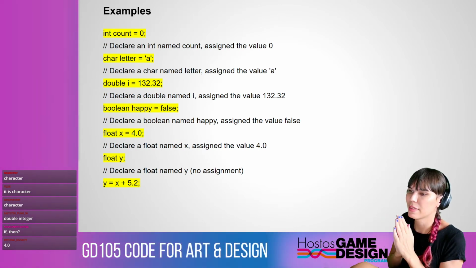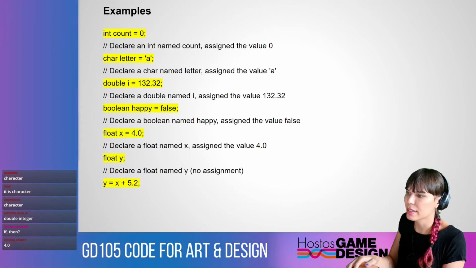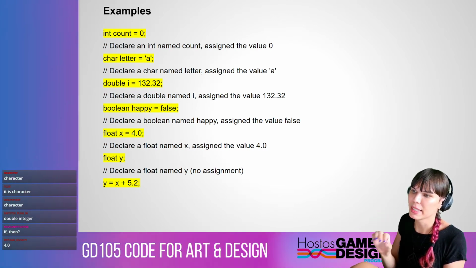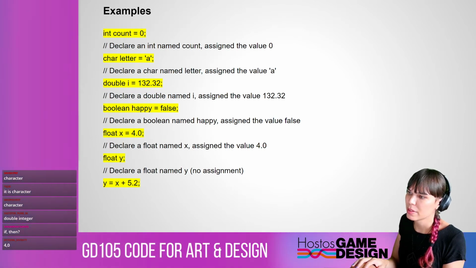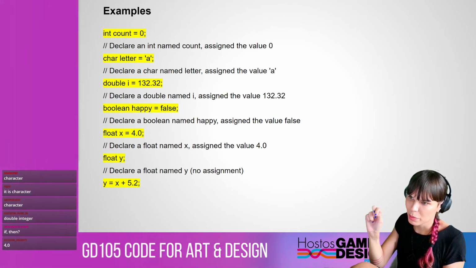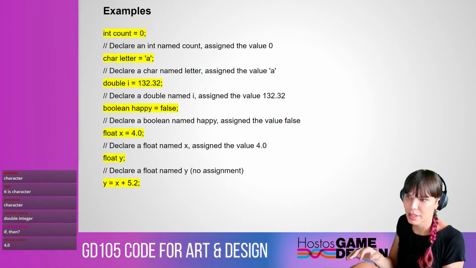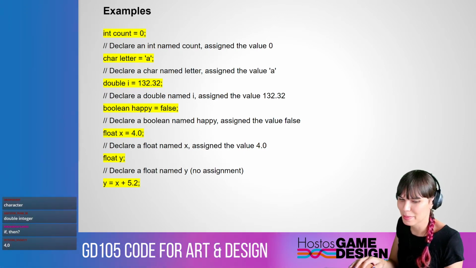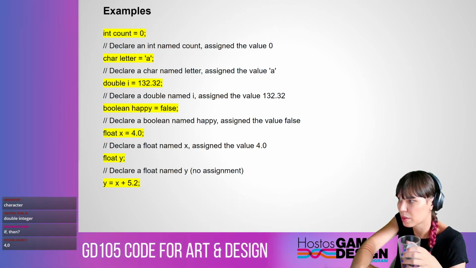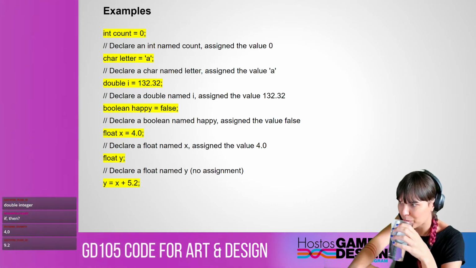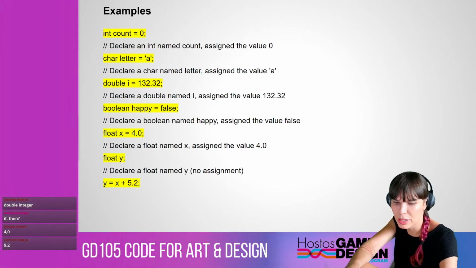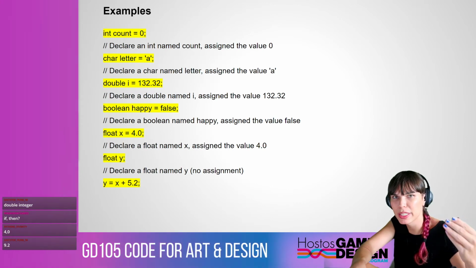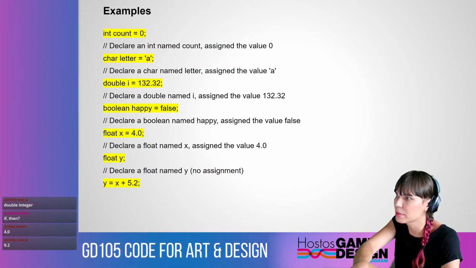So if this was the initial assignment for y, what would the value of y be? If x is 4.0 and y equals 4.0 plus 5.2, then what is that? We try to keep the math very easy in this class. So 9.2. If you know one variable, you can use it for another variable in terms of the assignment.